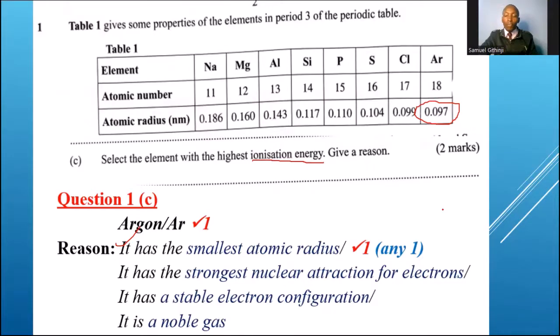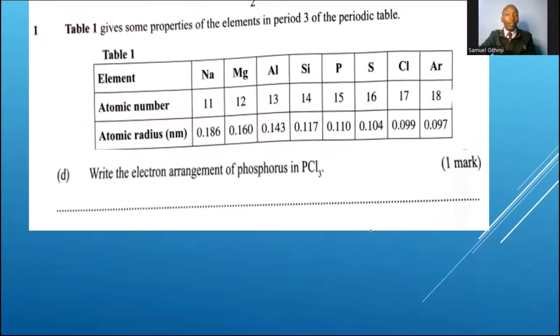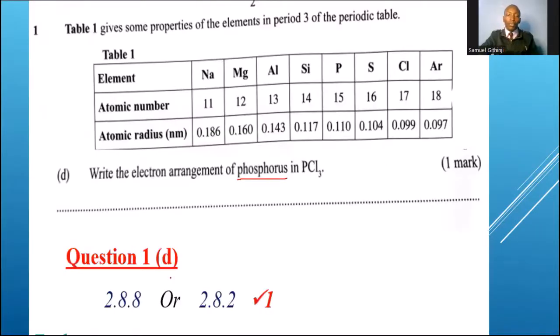Good. We move on, my student. Question D, or rather number 1D. You write the electron arrangement of phosphorus in this compound, phosphorus chloride. There are two ways of approaching this, my student. Remember the answer was either 2,8,8 or 2,8,2. I'm going to explain why there are two answers and how the student arrived at the two.